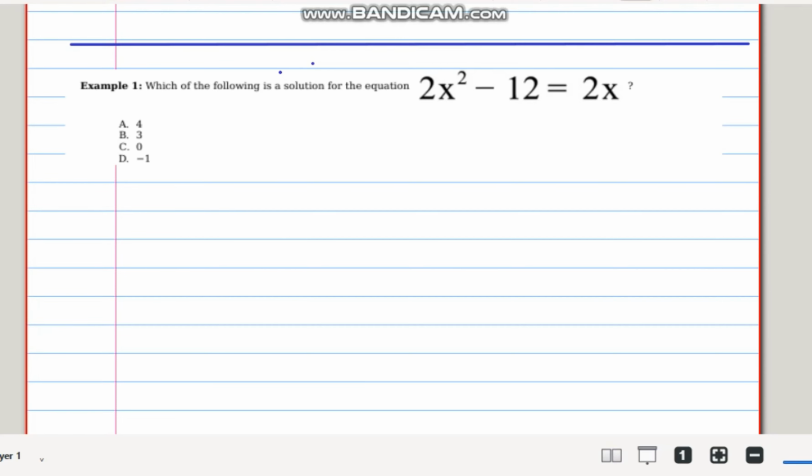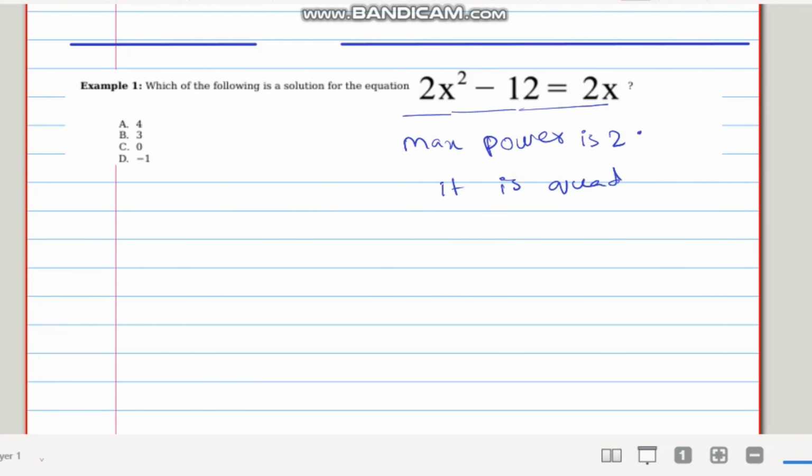Why is this a quadratic equation? Because the maximum power present in this equation is 2. This is the power of 2. Maximum power is 2. Therefore, it is a quadratic equation. We can see easily that the variable is x, and here the maximum power is 2. Therefore, it is a quadratic equation.